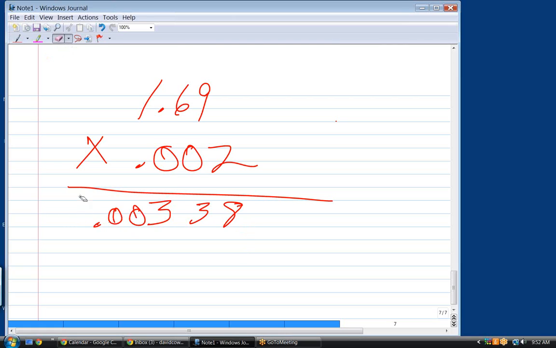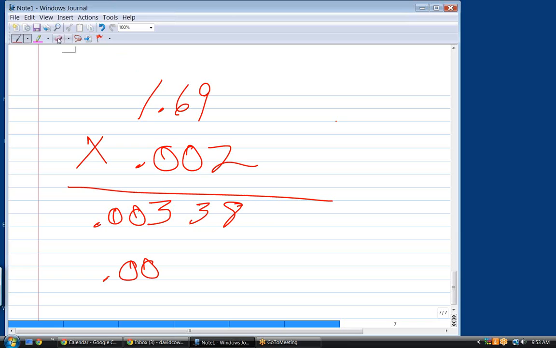Now, once again, you need to check your answer. And what's a good way to check your answer? Always make sure you're in the ballpark. If I multiply any number by 1, it doesn't change it. So if I multiplied 0.002 by the number 1, I'm going to get 0.002. Well, I'm multiplying it by a little bit more than 1, 1.69. So that's not enough to move my decimal point. I still need to have a decimal point that starts out like that.